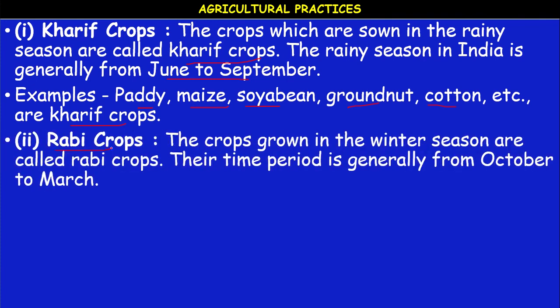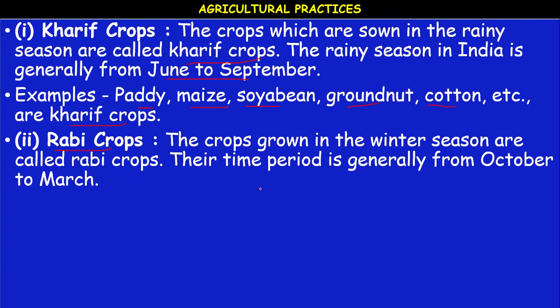Okay. What are rabi crops? The rabi crops such as wheat are sown at the beginning of the winter season, that is in the month of October to December, and are harvested by March or April. Some other rabi crops are gram, pea, mustard and linseed.